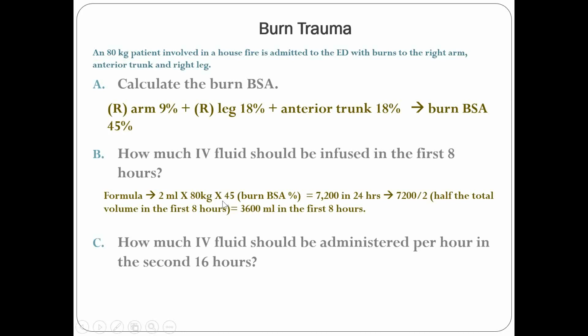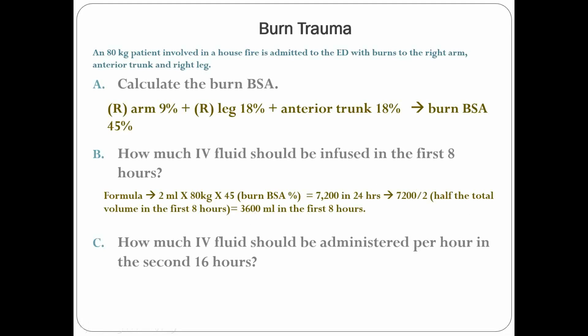Now don't think, well, 45% means when I multiply it should be 0.45. No, that is incorrect. You want to do the full 45. We're not going to do proper math, we're going to do this burn math, so it's a little bit different. So we have 2 times 80 times 45, and that gives you 7,200 mils in 24 hours. Then we look at the question again and see that we want to know how much in the first 8 hours. So you're going to divide 7,200 by 2 because half the total volume is going to be delivered in the first 8 hours. That means in the first 8 hours, we're going to give 3,600 mils of IV fluid.